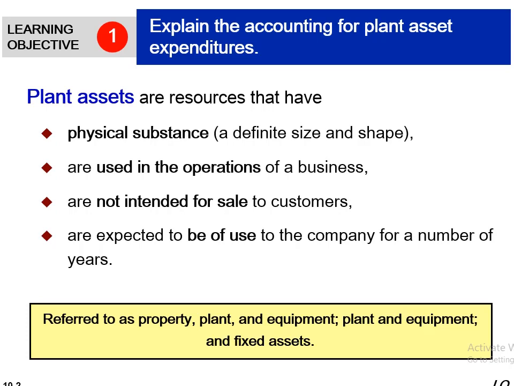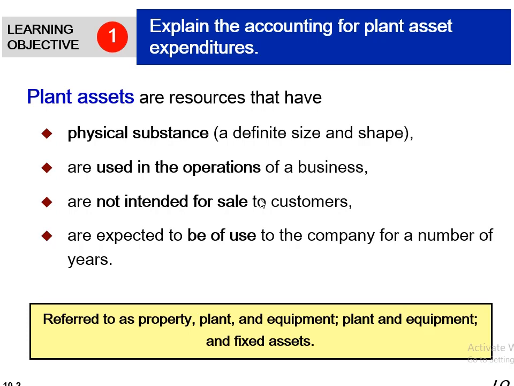If there is a company who is making vans or who is making these buses, and they make it and then they sell it to their customers, so for such company, these buses or vans are not considered as plant assets because you are making them so that you can sell them to the customers. And the point number 3, which is not intended for sale to the customer, is not met in this scenario. So if you are purchasing an asset for your business use, that's a plant asset. But if you are making an asset or purchasing an asset to resell it or to sell it to the customer, that's not a plant asset.